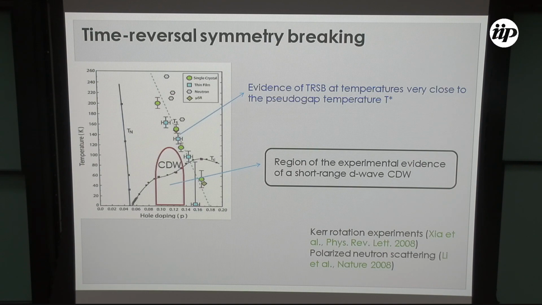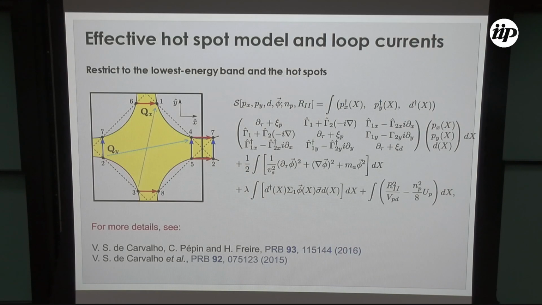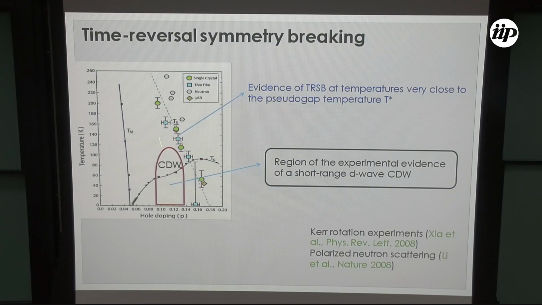And this was also done by the group of Philippe Bourges using polarized neutron scattering. So this is their data here. As you see here, it's really, really close to T star. Here's the region of the experimental evidence of a short-range charge order phase here. And this, of course, is very important, and one should also try to describe why one sees this time reversal symmetry breaking in the system.